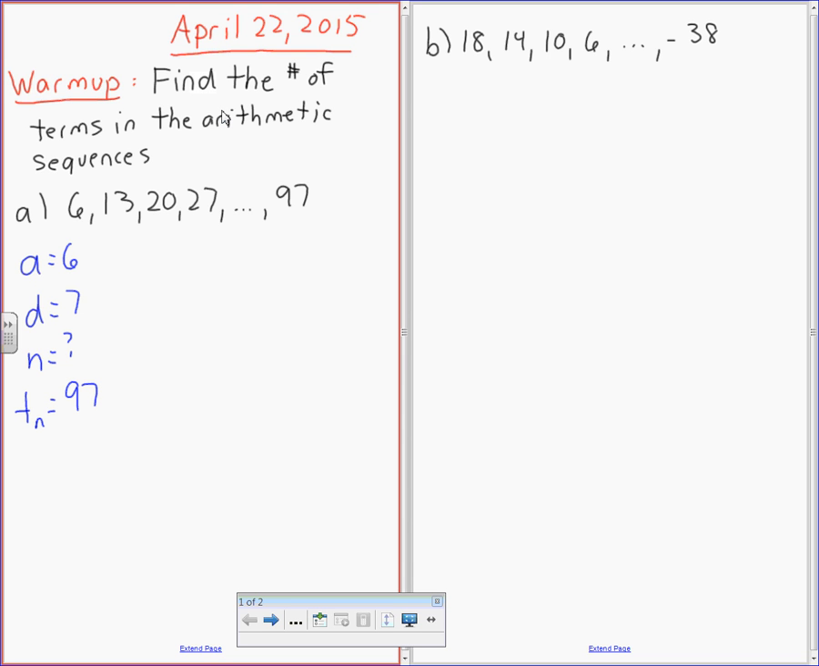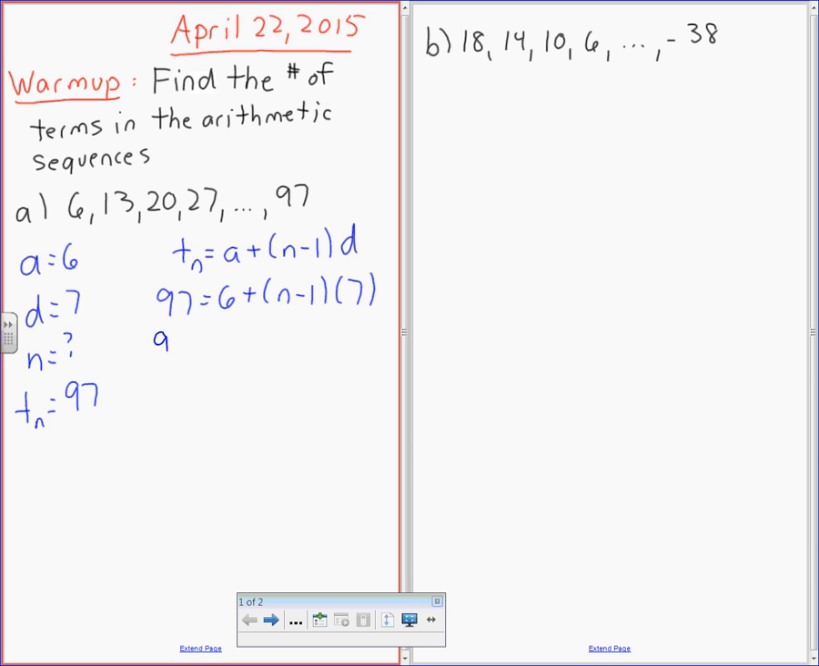Great. All right, cool. Can you say from memory, please, the general equation for an arithmetic sequence? Lovely. Brad, can you set some numbers in, please? 97 equals 6 plus n minus 1 times 7. Great. Bailey, what happens now, please?